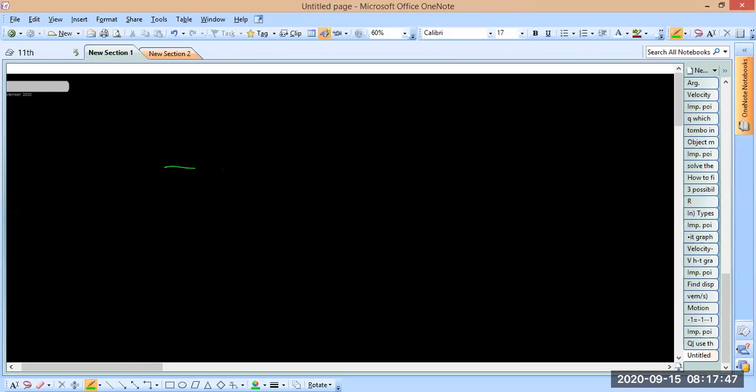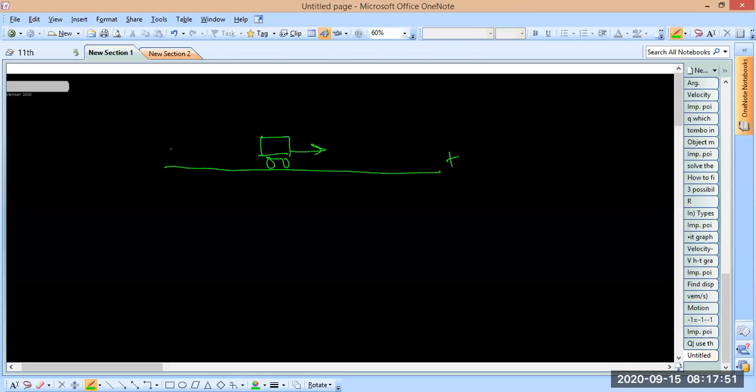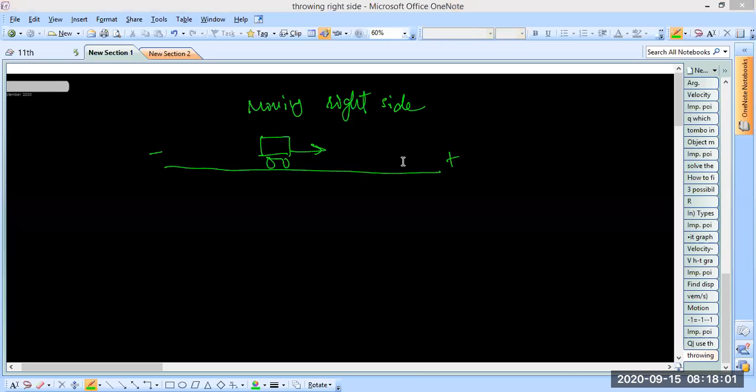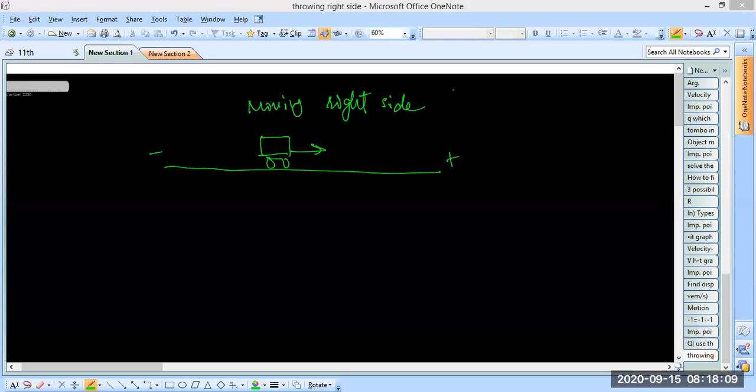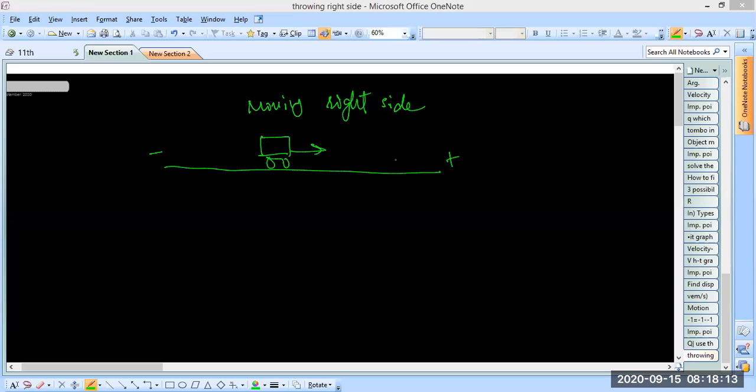Suppose there is a car moving towards the right side. We are saying right side positive, left side negative. Let's say the car is moving right side. So what's the direction of velocity? Can you tell me? The car is moving towards the right side, so velocity is positive.